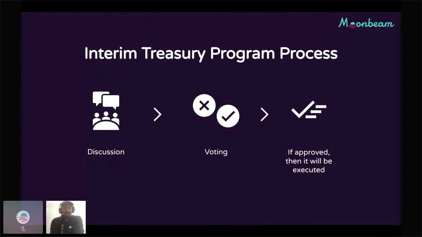So if a project is willing to do so, they will have to go to the forum, put a post there, ask for discussion and feedback, and then there will be a voting session by the Treasury Council. And if it is approved, then the funds will be paid directly to the people that were willing to get funded.